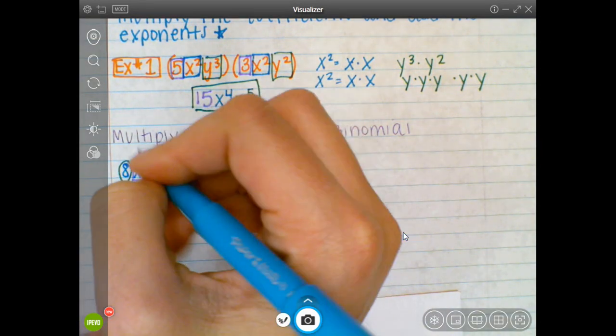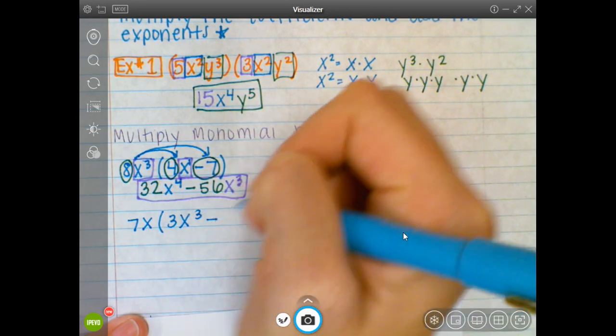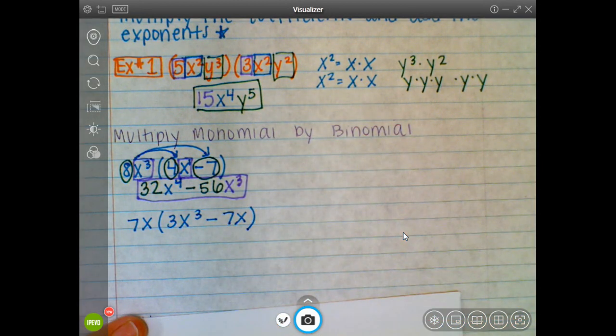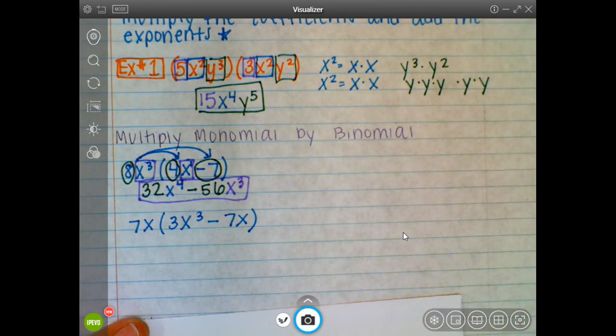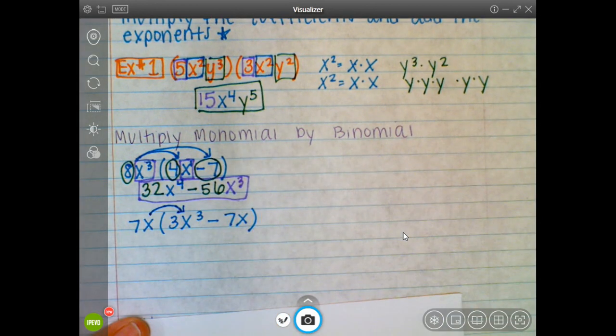7x times 3x to the third minus 7x. This time I'm just going to underline things in color so that maybe it doesn't get so messy for you. So the first thing I have to do is distribute to the first term.